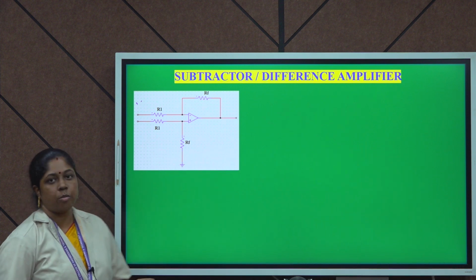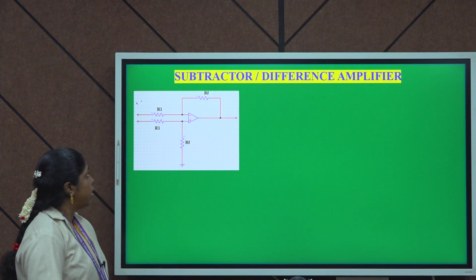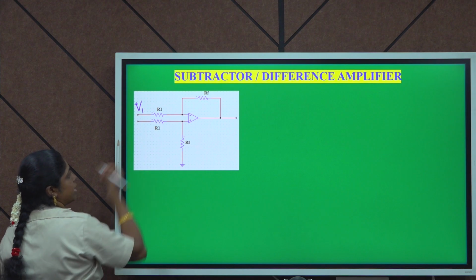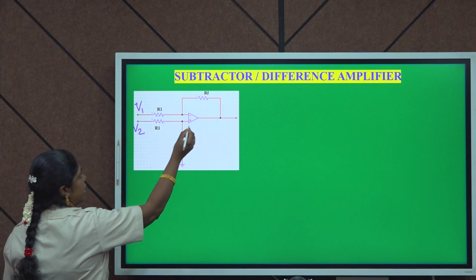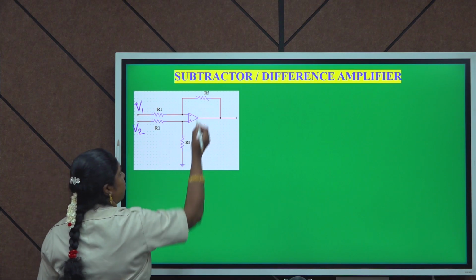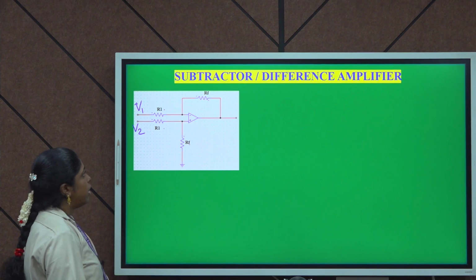So next we will see about the difference amplifier or subtractor. Here we will assume the input voltage V1 and the input voltage at the non-inverting terminal as V2. This is the feedback resistance RF and input resistance R1.